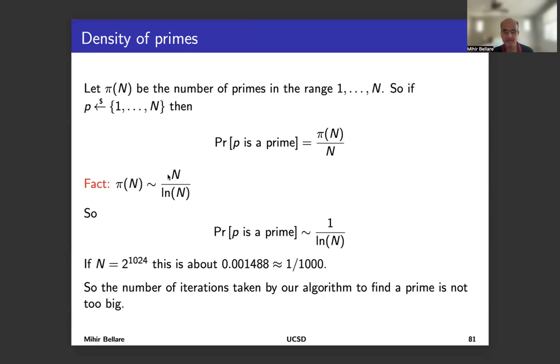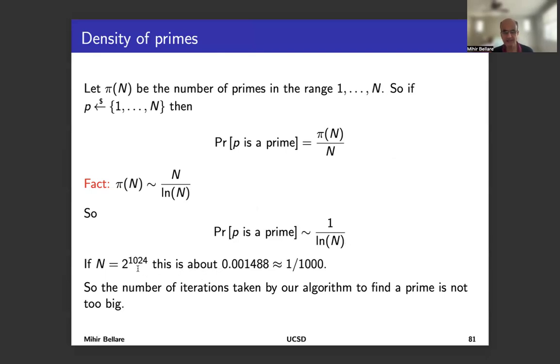But mathematicians actually showed that this number grew at this rate. So pi of n is roughly n over log n. So the number of primes in the range 1 through n is roughly n over log n. And what's interesting about this is it's actually quite big, in the sense that what it implies is that primes are fairly dense in the set of all numbers. In particular, if you plug that into here, the probability of picking a prime is n over log n over n, so 1 over log n.